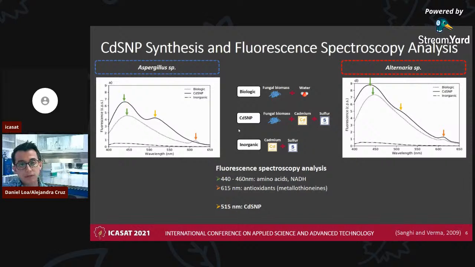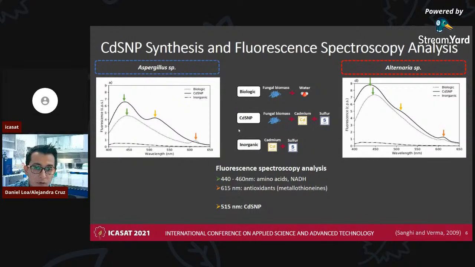For cadmium sulfide nanoparticle synthesis and fluorescence spectroscopy analysis for the characterization of optical properties, we produced 3 different experimental conditions. The first is a biological control with fungal biomass and water. The second is a cadmium sulfide nanoparticle reaction, where the nanoparticles were synthesized and contain fungal biomass, cadmium, and sulfur. Finally, an inorganic control with cadmium and sulfur as reaction precursors.